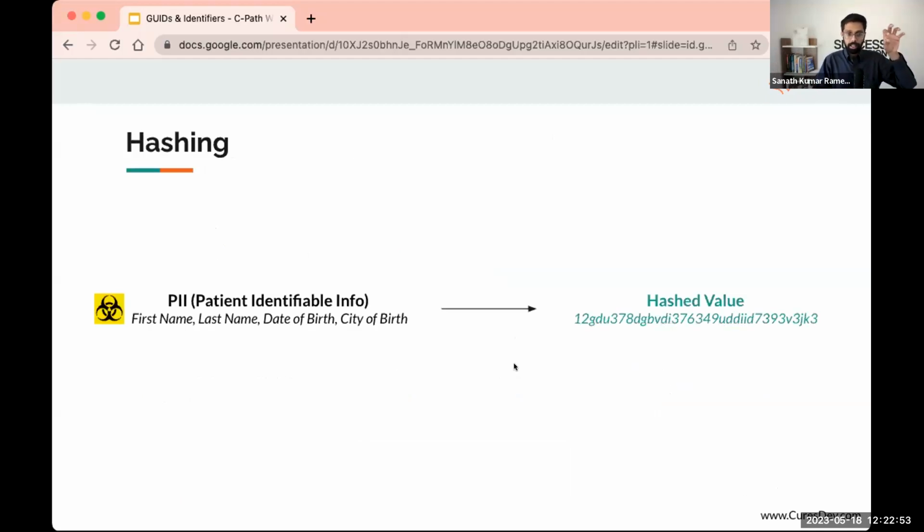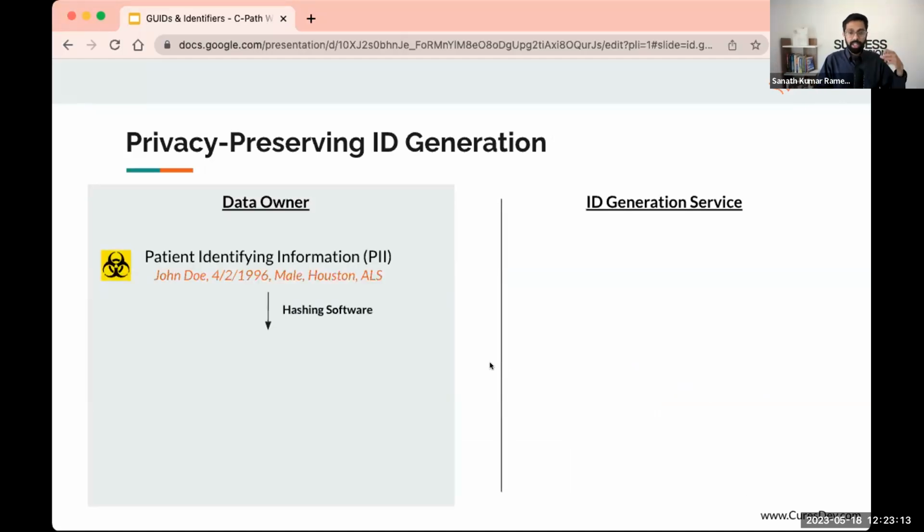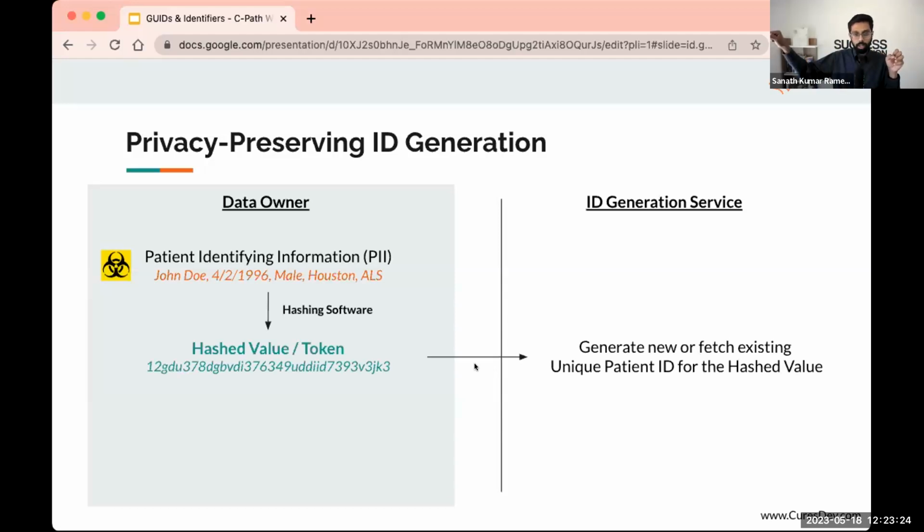So what they do is they take the PII, first name, last name, date of birth, city of birth, whatever it is, and convert it into a random value based on an algorithm. More specifically, this algorithm is run by the data owners. So let's say you have your database in the RAREX database. They would take the patient identifying information, use the hashing software provided by the ID generation service, and convert the PII into a hashed value. Some people call it a token. It's the same thing. You send the token to the ID generation service, and that creates a unique ID for you based on that token. And that ID is stored back into your data owner system.